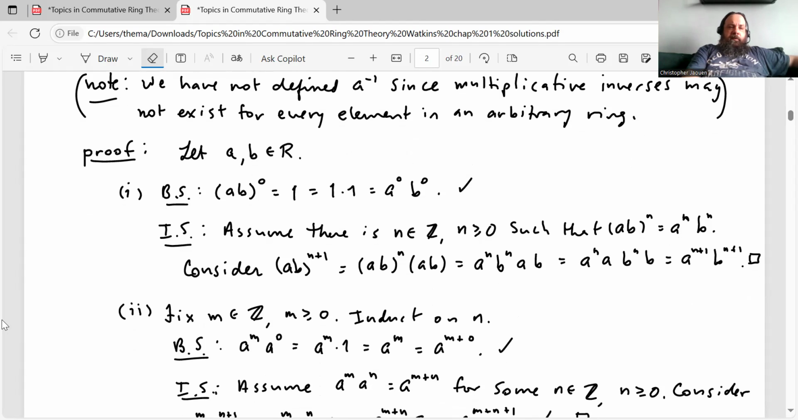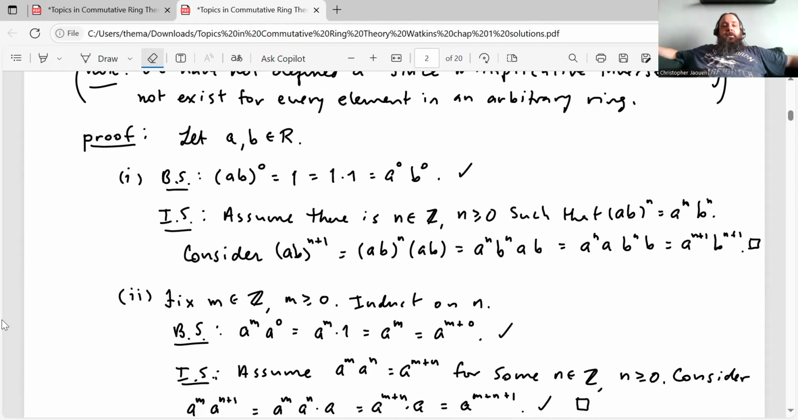Okay, so here's the proof of the first one. AB to the 0 power, by definition, is equal to 1, which is equal to 1 times 1, which is A to the 0 times B to the 0 by definition. All right, then we get to the inductive step. Assume there is an n in Z, n greater than or equal to 0. Sorry, this should be an arbitrary ring, right?